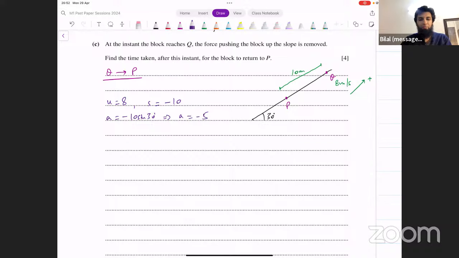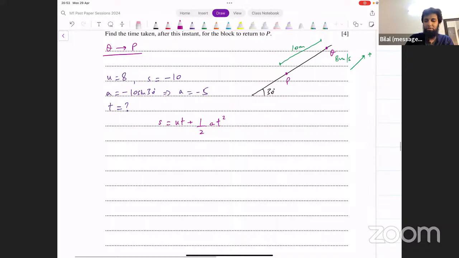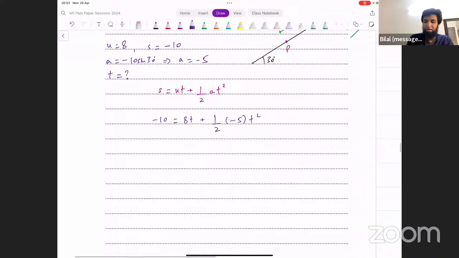So we've got u, we've got s, we've got acceleration. We can find the value of t from this. Which equation connects these four things? s, u, a, and t. s equals ut plus half at squared. We can use that and see what the time taken turns out to be. s equals minus 10, u is 8, so 8 into t plus half into minus 5 into t squared. You can solve this equation to find the value of t.